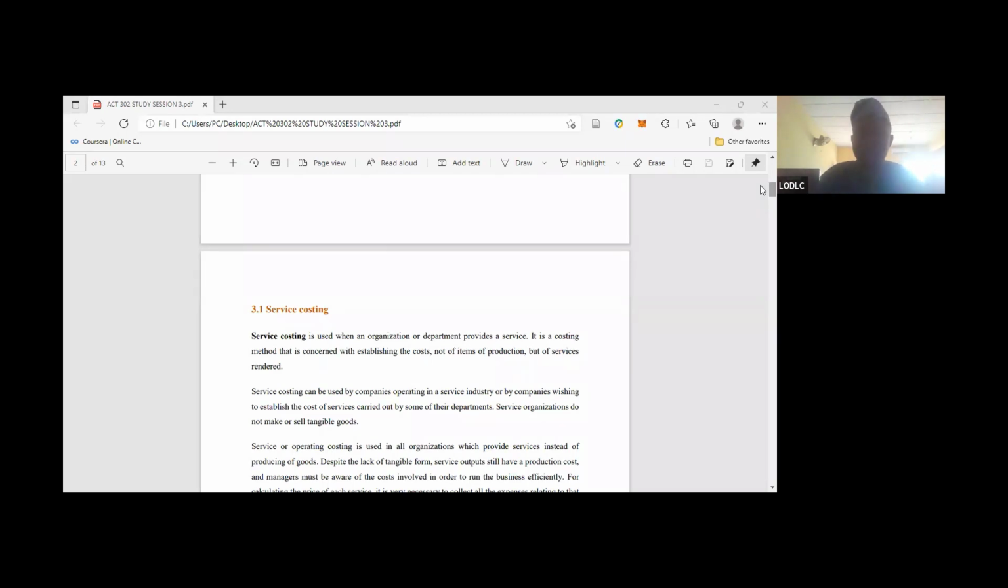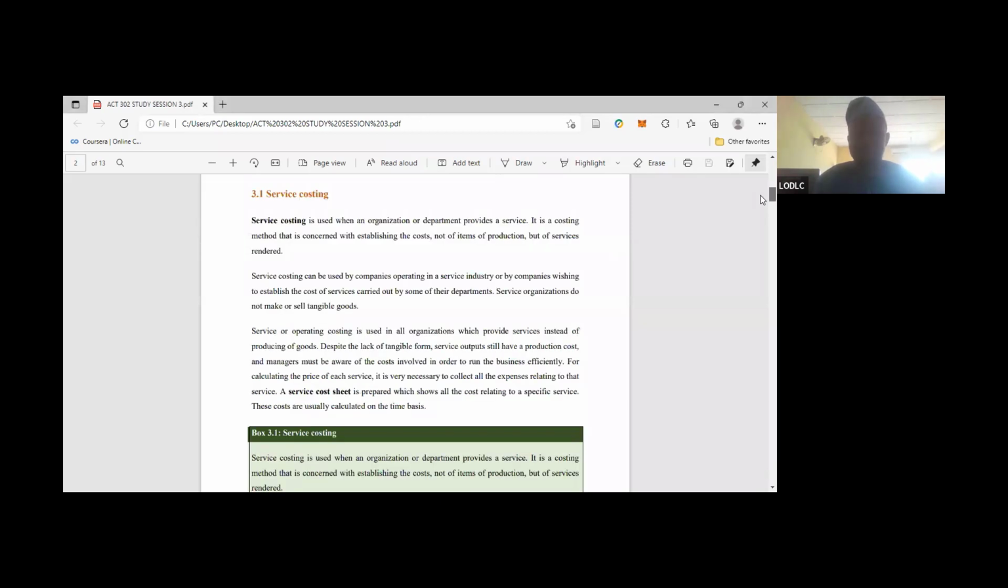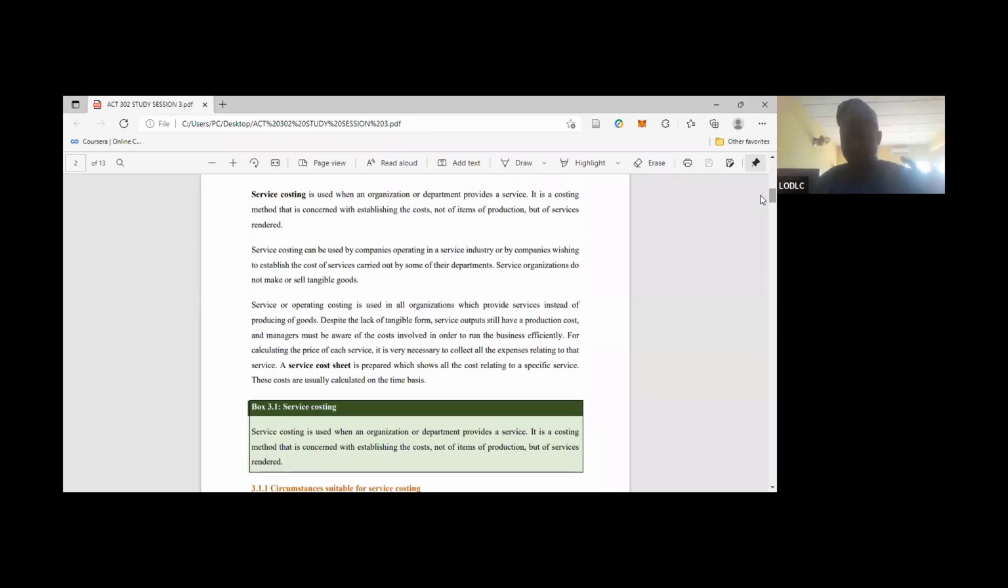Service organizations do not make or sell tangible goods. So that's what makes the service industry differ from manufacturing industry. One is producing a tangible product, while the other is producing what? An intangible product. Now, service or operating costing, when we started the class, I said you can refer to it as operating costing. That's the same thing. Operating costing is used in an organization which provides services instead of producing goods.